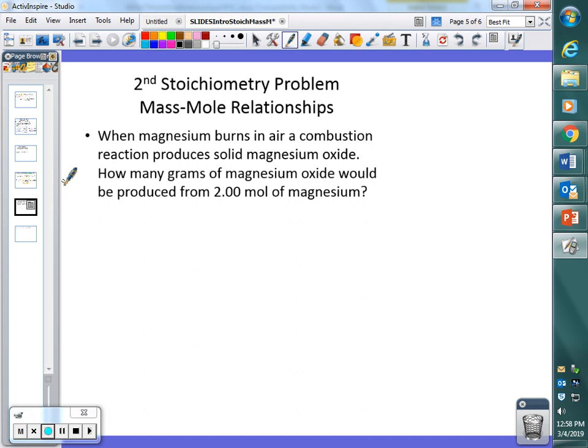All right, starting off. What's our first step when we're addressing this problem? What are we looking for? How many grams of magnesium oxide would be produced, right? So here, we're going to start off with how many grams of magnesium oxide. I didn't give you the equation here, but I will give you the equation on quizzes and tests.